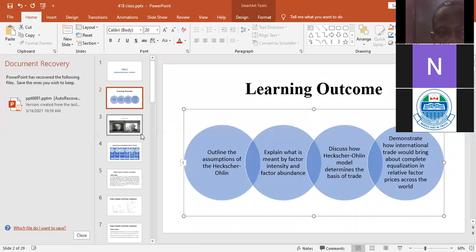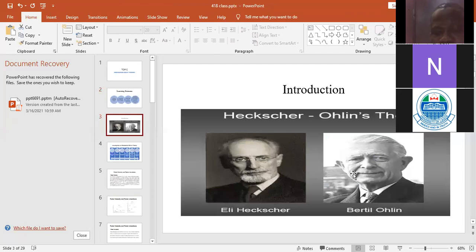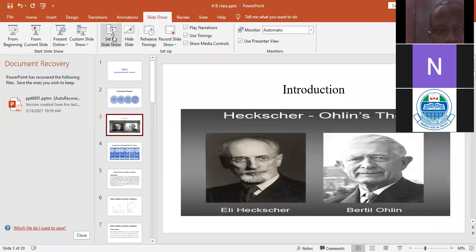This is a photograph of the two Swedish scholars who actually propounded the theory. The first one is Eli Heckscher, and from the word Eli Heckscher, the word Heckscher was removed, and from Bertil Ohlin, the other name was actually removed, making the two work on the theory simultaneously, and they collaborated, and that actually gives us an idea of what the two scholars actually did.